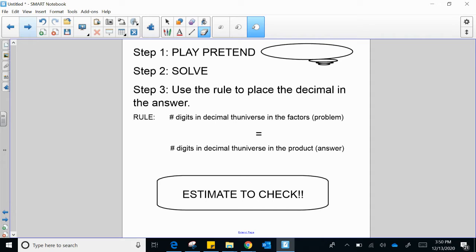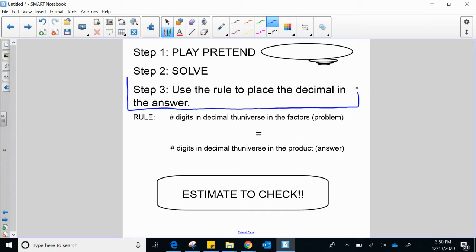Step one is to play pretend. Pretend that the decimal points aren't even there and see what problem you end up with. Step two is to solve that problem, just like you would with any regular whole number multiplication problem. And then step three is the one you really have to know. Step three is knowing where to put the decimal point in your answer.